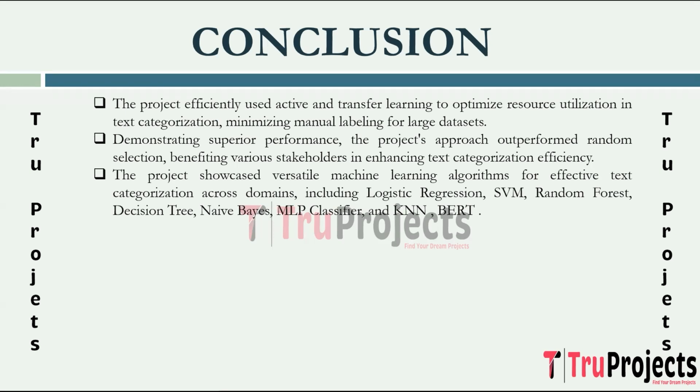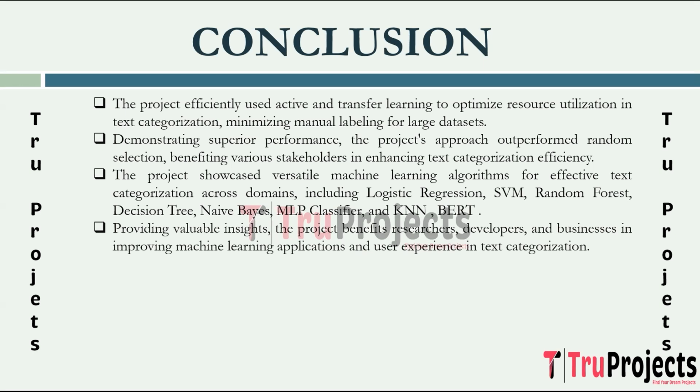The project showcased the adaptability of various machine learning algorithms, including logistic regression, support vector machine, random forest, decision tree, naive Bayes, MLP classifier, KNN, BERT. This versatility allowed the models to effectively categorize text across different domains, such as reviews. The project benefits researchers, industry professionals, developers, and businesses by offering insights into efficient text categorization using active and transfer learning strategies. Its findings and methodologies can enhance machine learning applications, streamlining operations, and improve user experience in industries relying on accurate text classification.